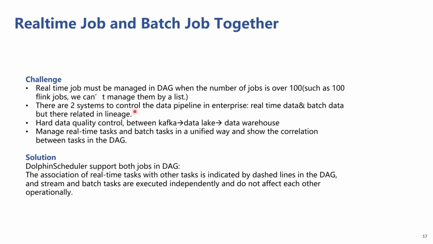Okay. So we solve the data pipeline with real-time and batch together. That means you can continuously run a real-time job and run a batch job before or after that. And also we have hard data quality and soft data quality controls. So you can see the collaboration between the tasks and the DAGs, and we can support that.